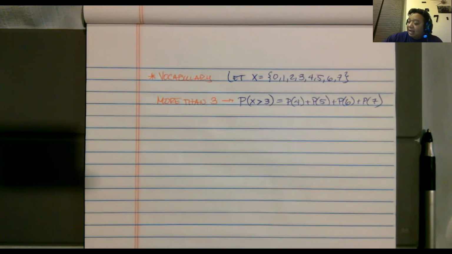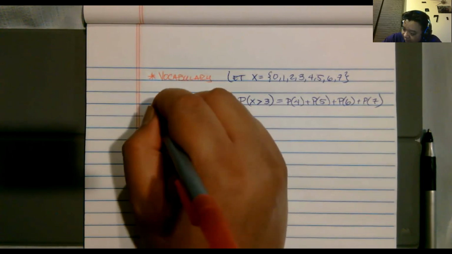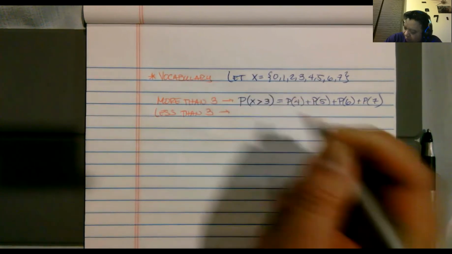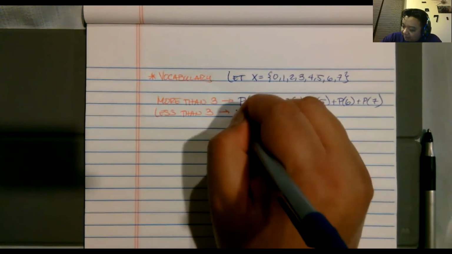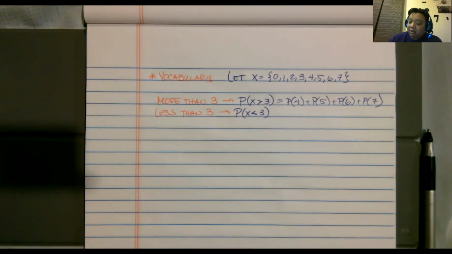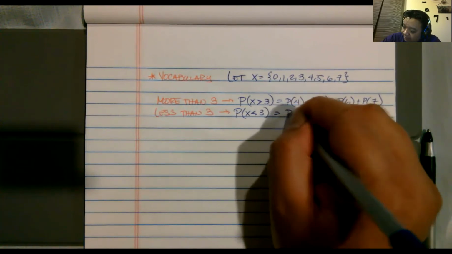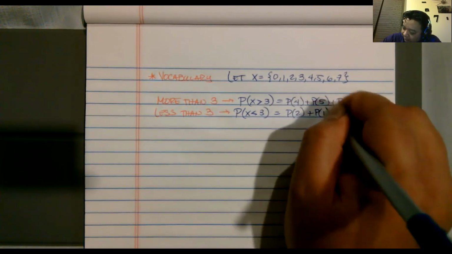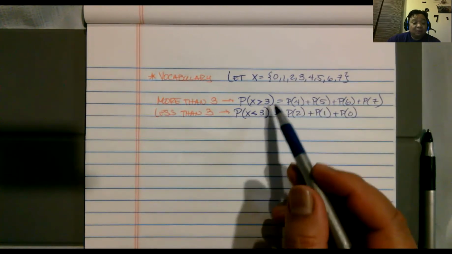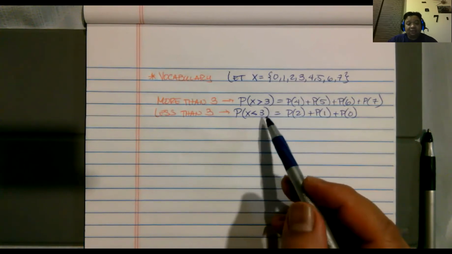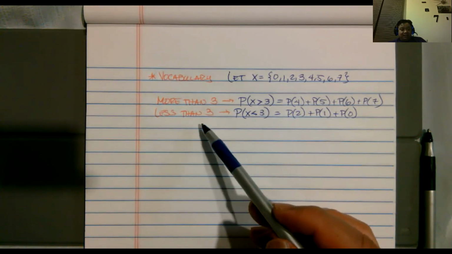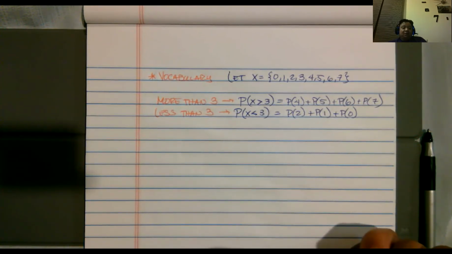Okay. Less than 3. It's the probability that x is less than 3. So that means it's the probability of 2 plus the probability of 1 plus the probability of 0. Notice neither one of them includes the number itself. So 3 is not part of the probability if it says more than or less than. Okay. Questions on that?